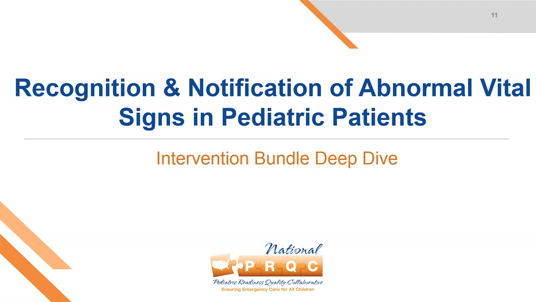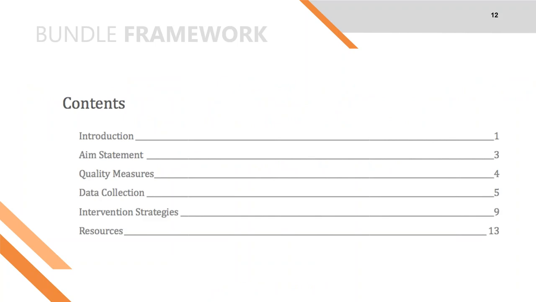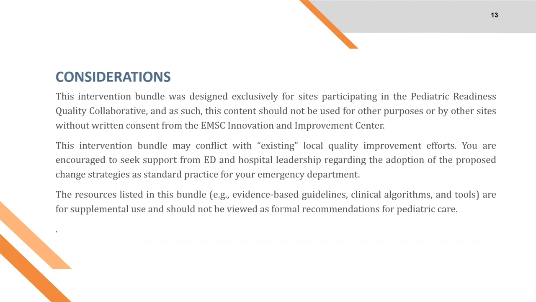So with that, we will be launching into this deep dive, which is the recognition and notification of abnormal vital signs in pediatric patients. And we do have a series of items planned for today. So we're going to be starting initially with an introduction. We'll be walking you through the AIM statement. We'll be talking about quality measures and data collection. We'll finish up with some specific intervention strategies and finally resources. And Crystal and I will be bouncing back and forth with each other over the course of this.